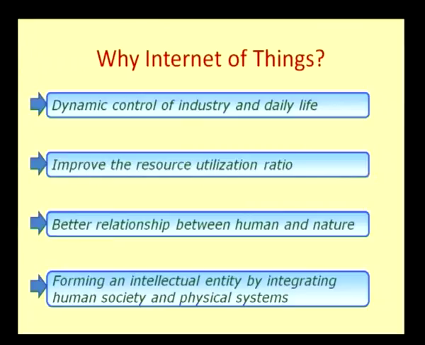Why should we go for Internet of Things? First, you can have the dynamic control of industry and daily life. You can improve the resource utilization ratio, better relationship between human and the nature, forming an intellectual entity by integrating human society and physical systems. So, these are the main advantages.